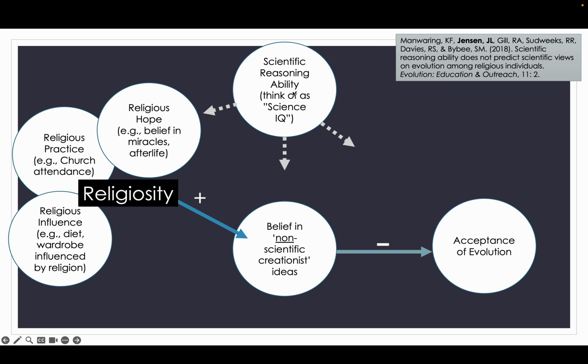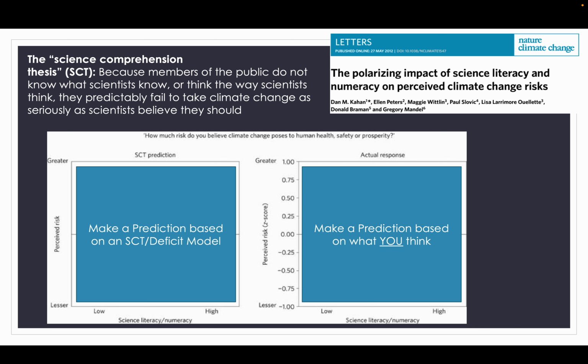And it turns out there isn't one. There's no relationship. You can be really, really smart and still reject evolution. You can be really, really dumb and accept evolution. The idea is that there's not a relationship. It's not a deficit. We're oftentimes hesitant to accept science for other reasons. And they did the same thing with climate science.